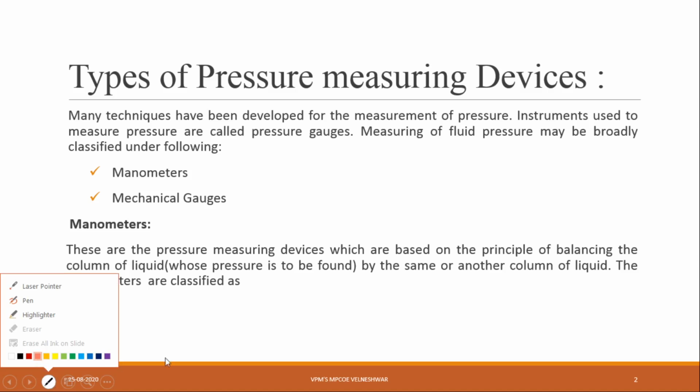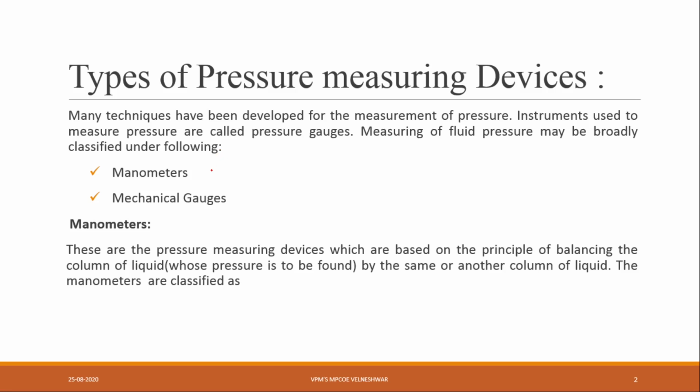Now, measuring of fluid pressure may be broadly classified under the following types. Generally we consider two types: one is manometers and the other is mechanical gauges. But in our syllabus, as per Fluid Mechanics 1 and our civil department, we have only manometers. Mechanical gauges, we just have to know what they are; an introduction is enough. The main part, important for us, is manometers. Manometers are pressure measuring devices based on the principle of balancing a column of liquid.